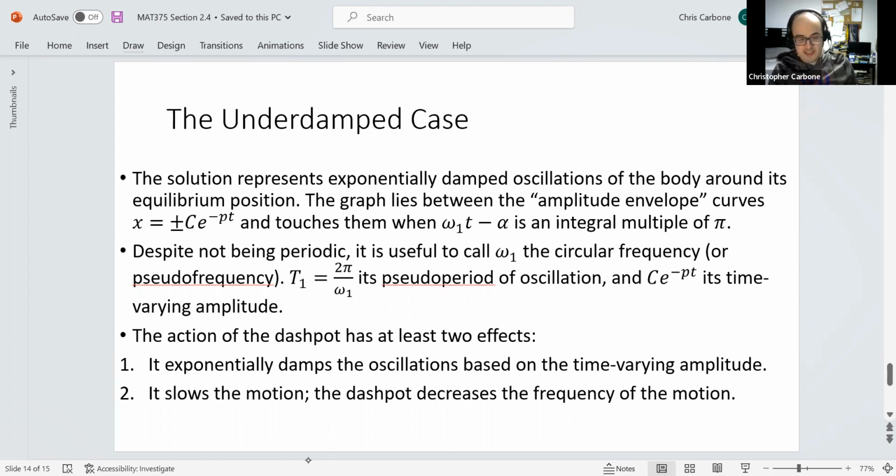And the action of this damping has at least two effects. It exponentially damps the oscillations based on the time varying amplitude, and it slows the motion. So the damping decreases the frequency of the motion.